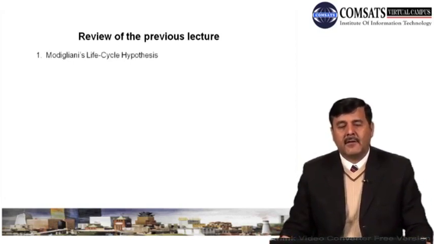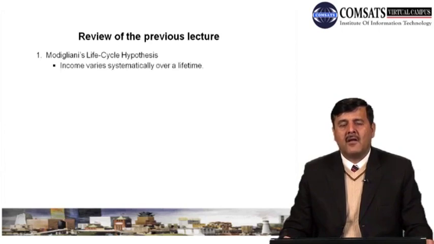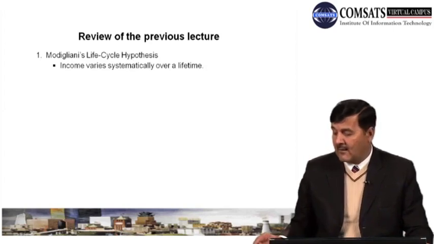First we talked about the Modigliani life cycle hypothesis. He said that according to Modigliani, who did research in 1950s along with his other colleagues, income varies systematically over time, right? So consumption depends on income, which is earned by the individual, by the consumer, by the household over the lifetime, right? So that's why he called it life cycle hypothesis, because consumption varies systematically over time.